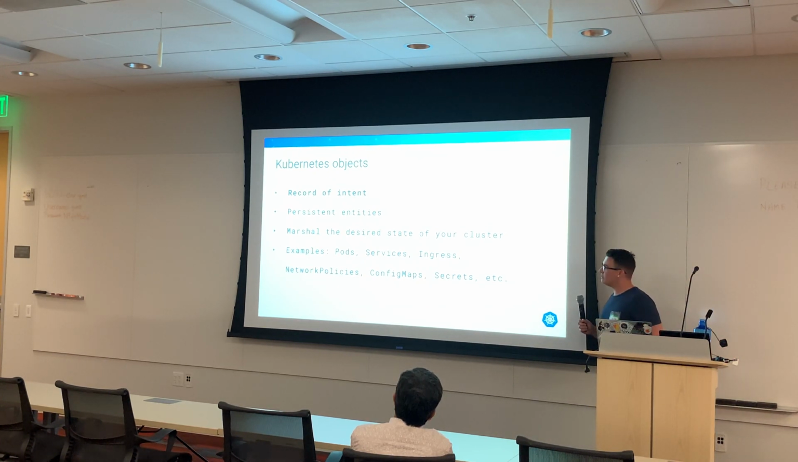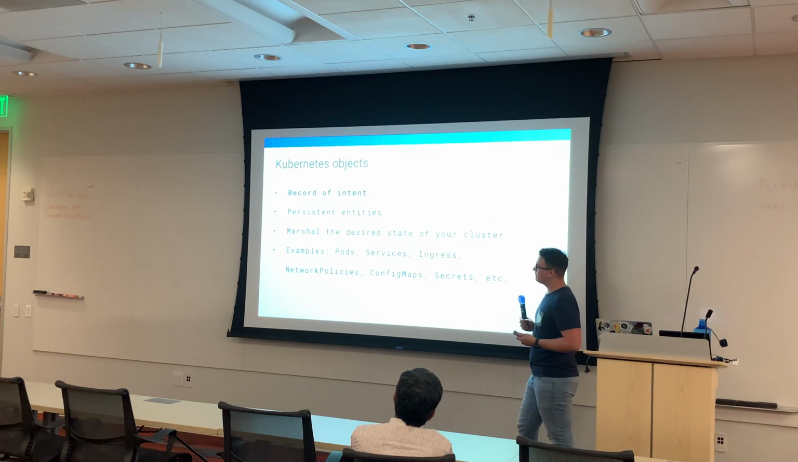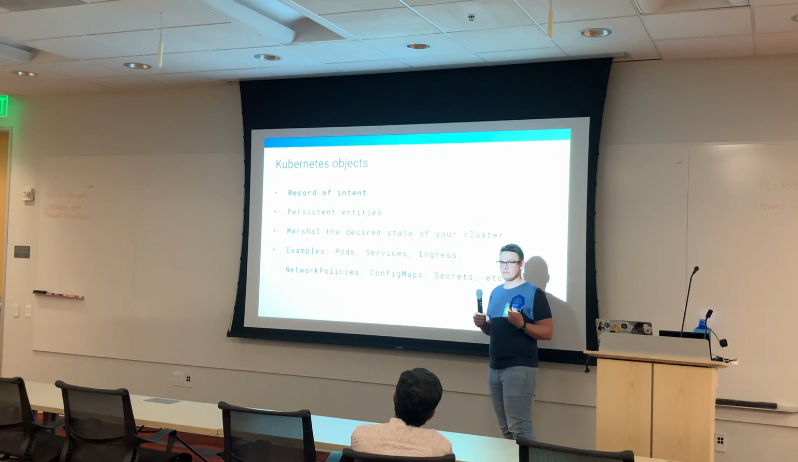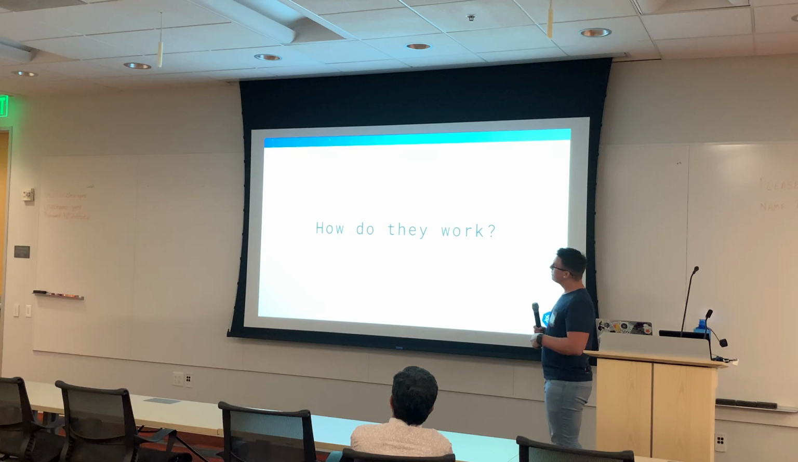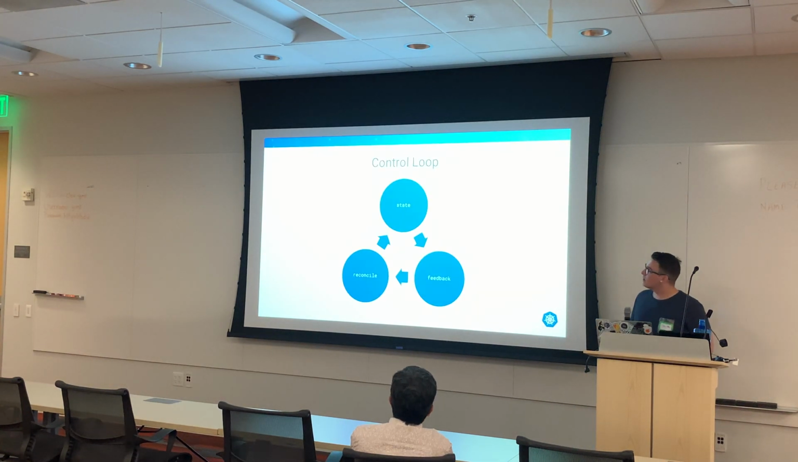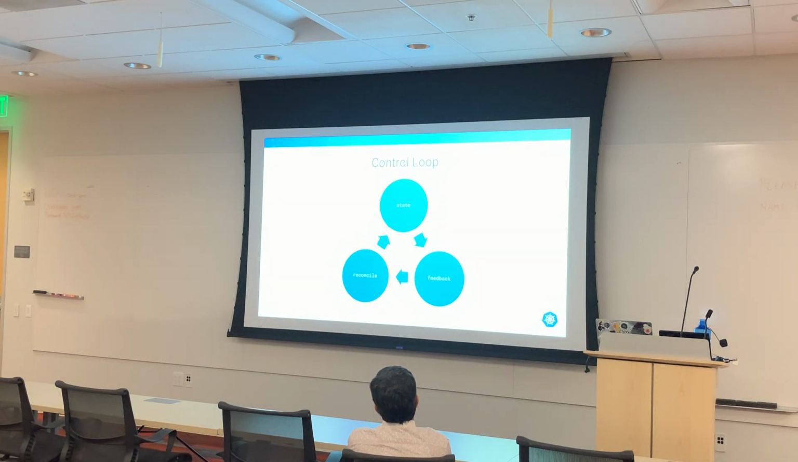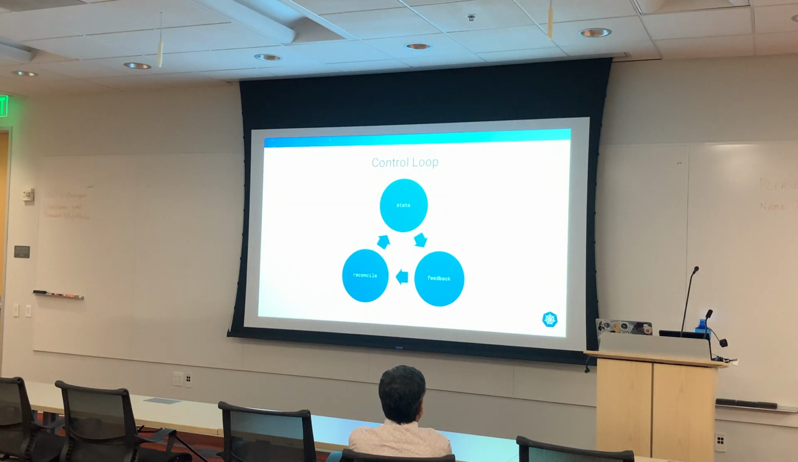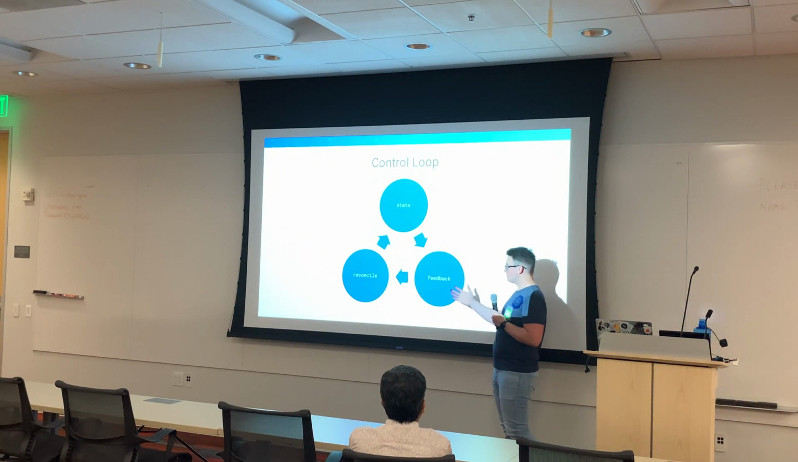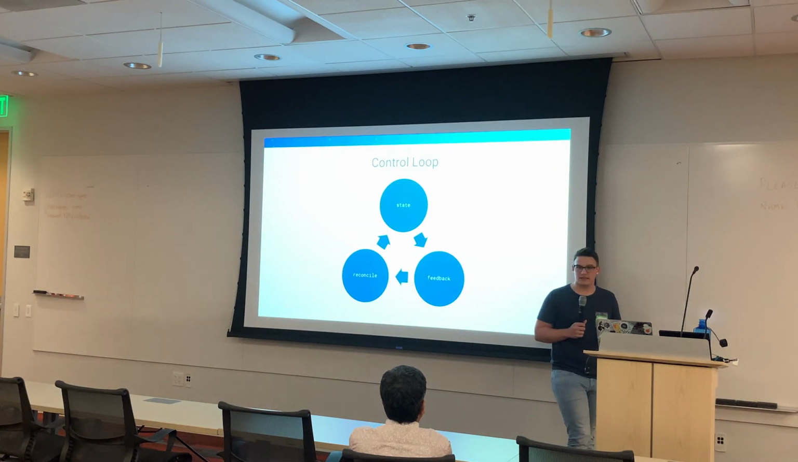So, now that you have all these entities, what can you actually do with it? Since it's an evented system, how do they actually work? They all work based on the control loop. And the control loop is basically a concept that comes out of robotics, where you have a state, you get some notification about something, so feedback, and you reconcile.